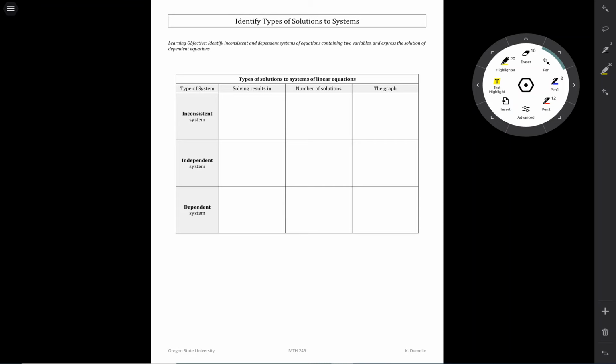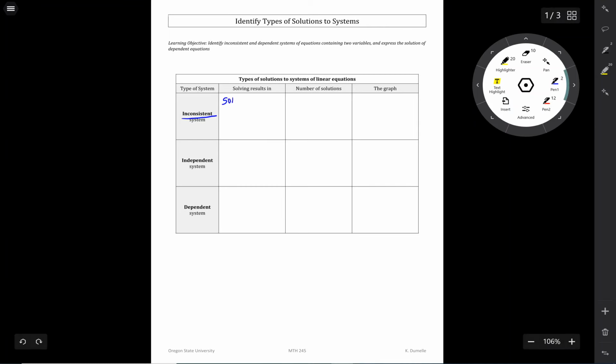So today is all about identifying different types of solutions to these systems of equations. When I solve a system of equations, I have three possibilities for the number of solutions that I have at the end. The first type of system is called inconsistent. And when I solve an inconsistent system, it will look something like this at the end.